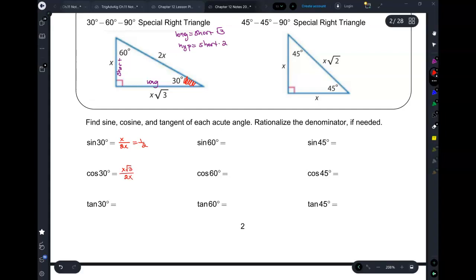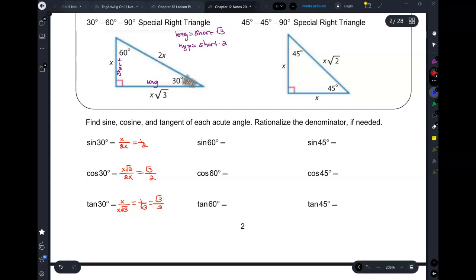Over 2x, which is root 3 over 2. Tangent of 30 is opposite over hypotenuse. So opposite over adjacent: x over x root 3, 1 over root 3, root 3 over 3. Okay? All right. So now let's do it for 60 degrees.